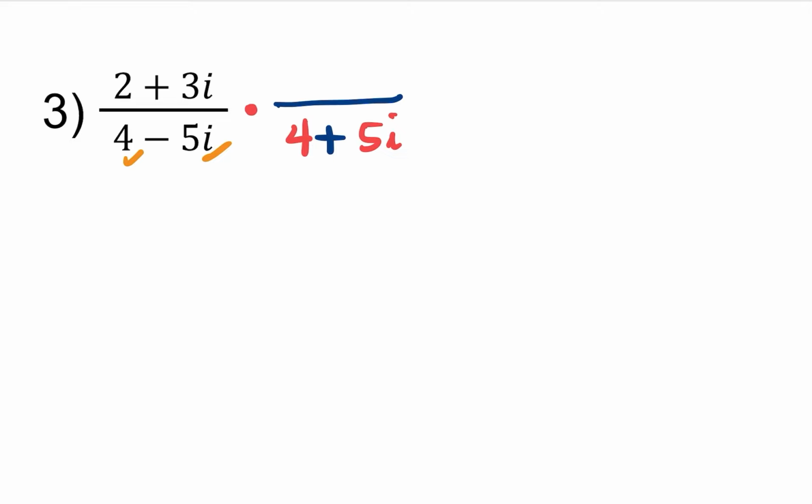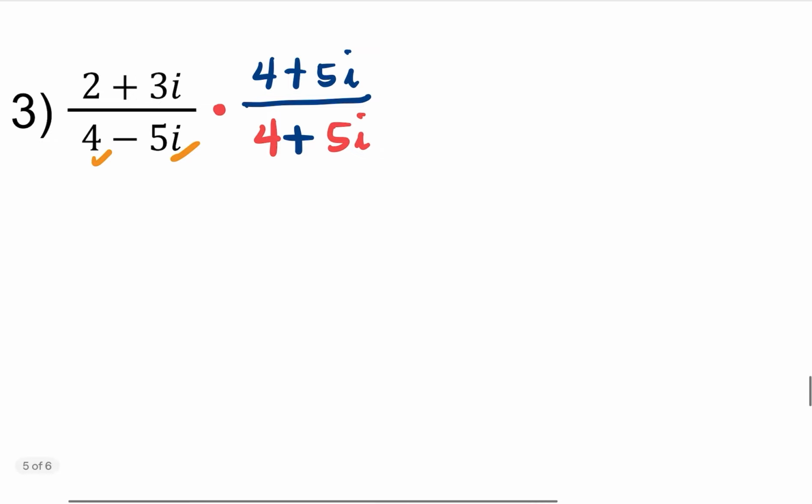And then we are going to copy that exact number, 4 plus 5i, in the numerator. So it's the same concept as the one that we did earlier. We're multiplying the whole fraction by 1, but it is of the form 4 plus 5i over 4 plus 5i. Now, what do we do? We are going to multiply the numerator.